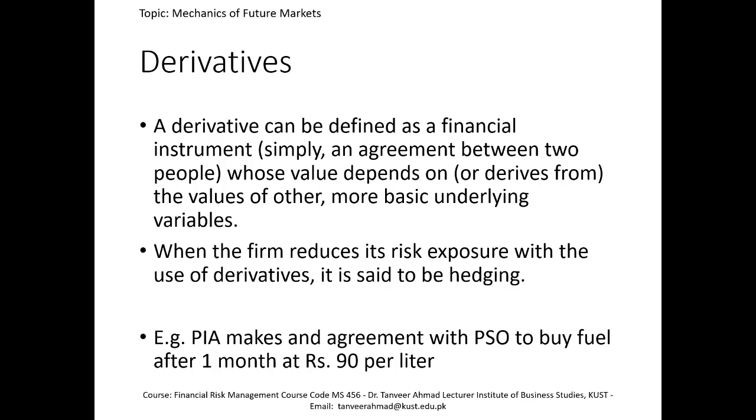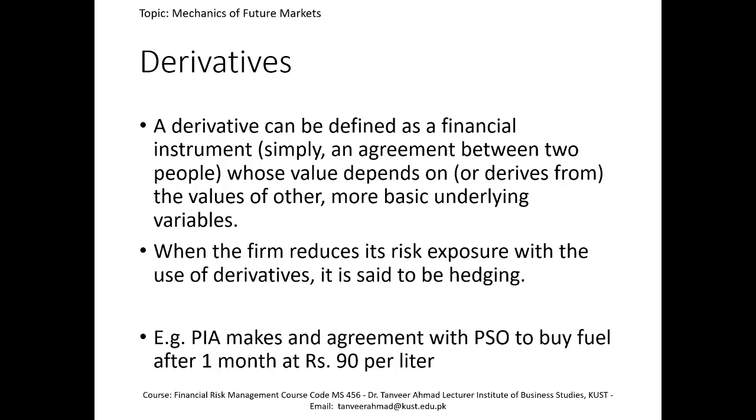PIA makes an agreement with PSO, which is Pakistan State Oil, to buy jet fuel after 1 month at rupees 90 per liter. So PIA and PSO have agreed that no matter what the price is after 1 month in the market, PIA would buy from PSO at 90 rupees per liter. So they both would have to fulfill the agreement.